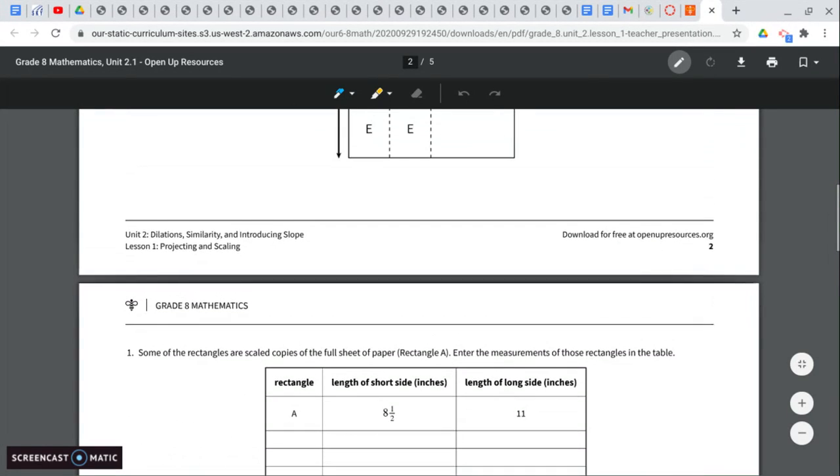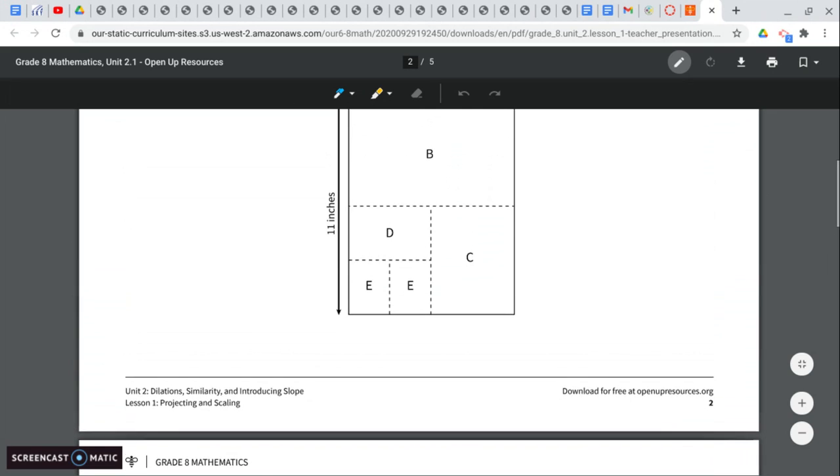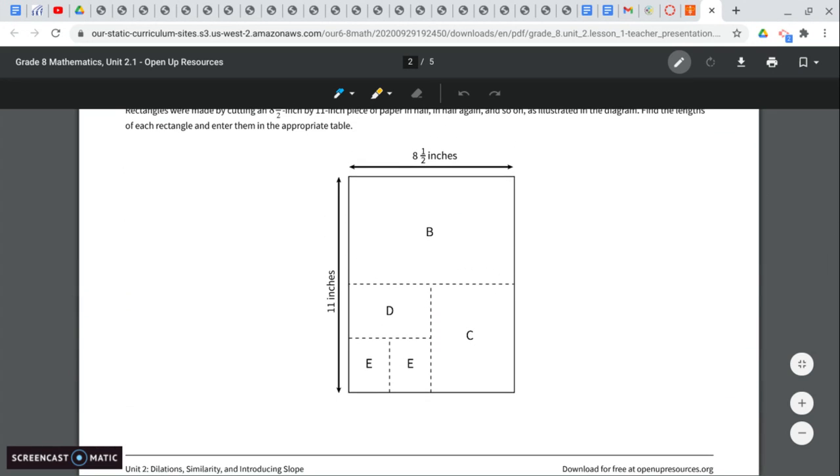So if we look at the ones that are scaled copies of the full sheet, which ones do we think are scaled copies? Which ones look like the original but are a smaller size? So hopefully you guys are thinking C and E. This would be true. So the C and E are scaled copies of A, which is the whole figure.